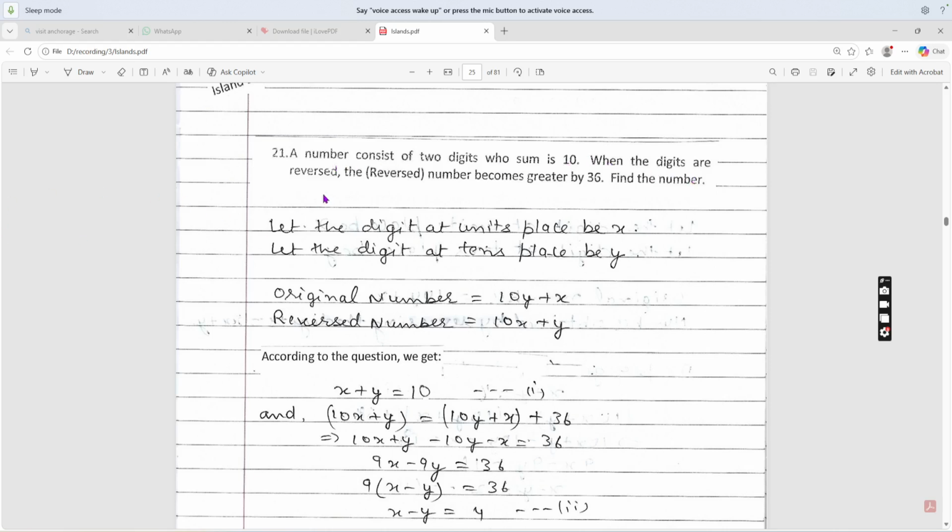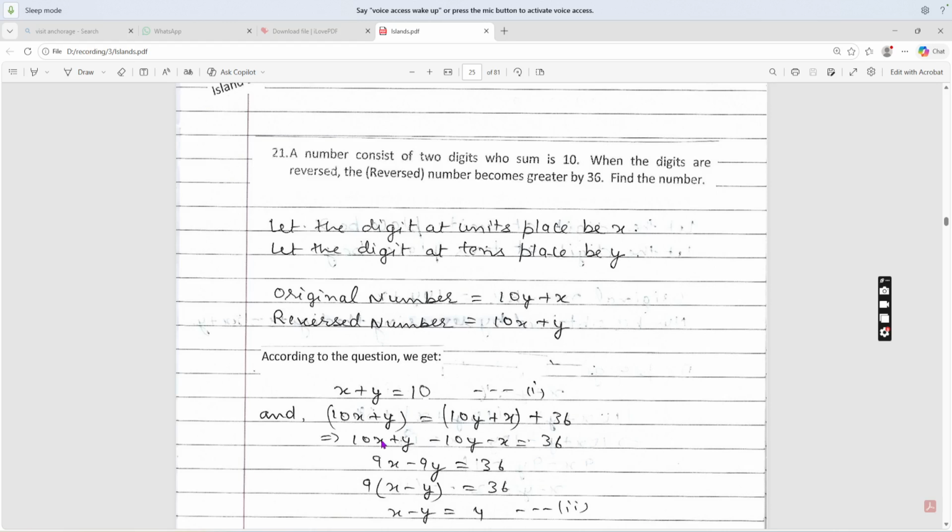Okay, now when the digits are reversed, the new number is on the LHS, 10x plus y, and the number becomes greater by 36. Greater means plus, and 36 means 36. So greater by 36 means plus 36 on the original number. When the digits are reversed, the reverse number becomes greater by 36. The reverse number is 10x plus y. It is already hidden in this statement that it is greater by 36. By whom is it greater? By the new number and by the original number, and the original number is 10y plus x.